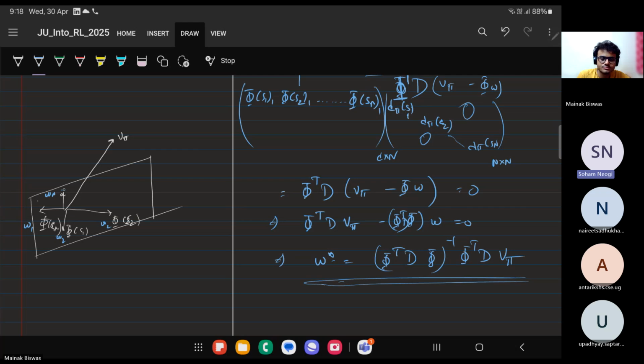Do we need to find the best V pi in that space, in that plane? Yes. All you need to do is find the best v pi that minimizes the error, as I showed in the 2D plane. So this will be your phi w star. This is all we are doing. We are taking a linear combination using these basis vectors that are given to us.